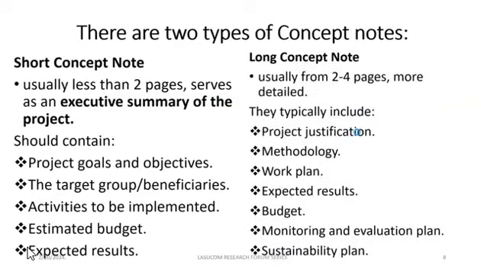While the long concept note is usually from 2 to 4 pages, it is more detailed than the short one. They will include project justifications, methodology, work plan, the expected results, the budget, monitoring, how would you monitor and evaluate the plan, and what is the sustainability plan that you have for the project.